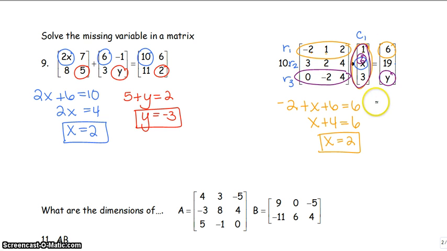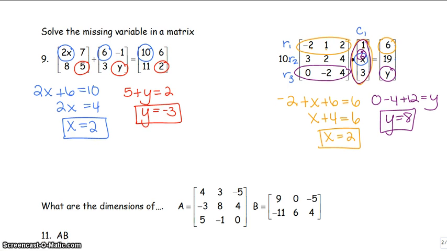So it's 0 times 1, which is 0. Negative 2 times 2, which is a negative 4. 4 times 3, which is 12, equals y. And that means that our y is equal to 8. Just like the addition matrices, we want to make sure that you show the setup and the answer so that you can get full credit for those questions.